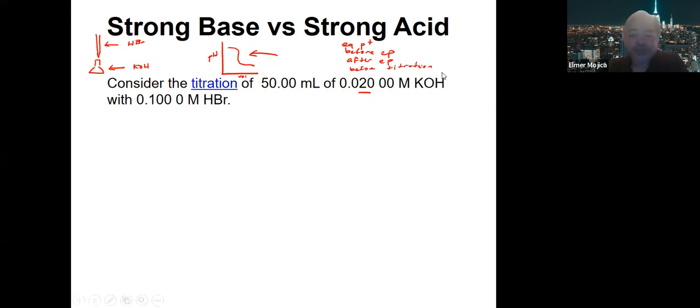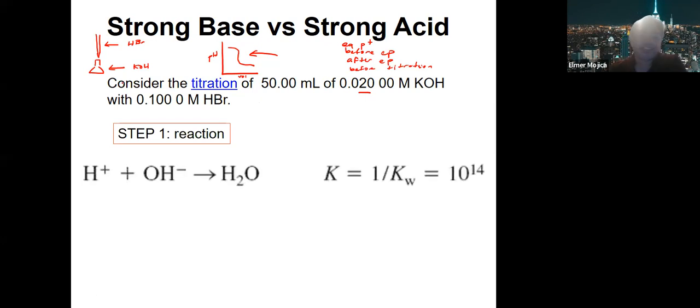What do you think is the pH before titration? If you're going to look at the reaction, it is an H plus reacting with OH minus to produce water, because both of them are strong. The K that you have there is the reciprocal of KW, 10 to the 14, and that means it will really happen.